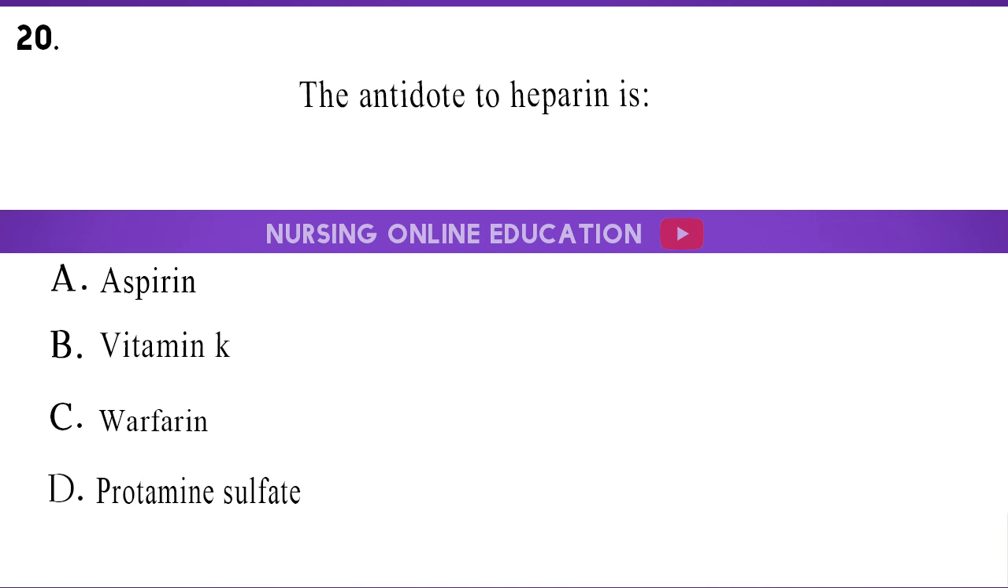20. The antidote to heparin is A. aspirin, B. vitamin K, C. warfarin, D. protamine sulfate. The answer is option D, protamine sulfate.